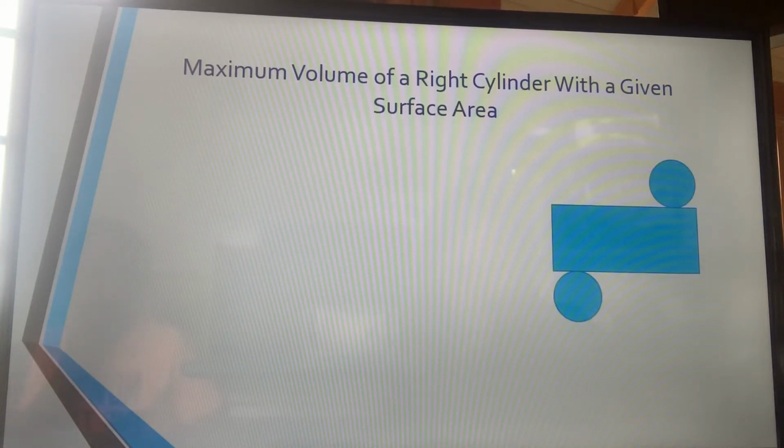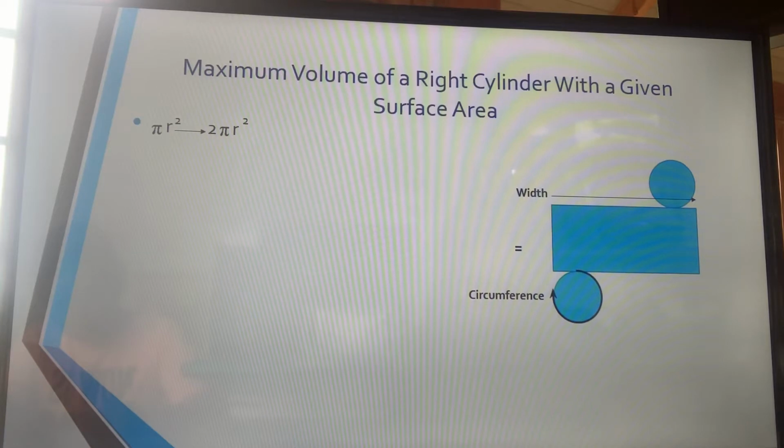Maximum volume of a right cylinder with a given surface area. A cylinder is made up of two congruent circles and a rectangle. So, take the usual equation for area of a circle and double it. So we change pi r squared to 2 pi r squared. The width on the top and the bottom of the cylinder is equal to the circumference of one circle. So the equation is 2 pi r times h, which is the height. So the formula for surface area of a cylinder is 2 pi r squared plus 2 pi r h.